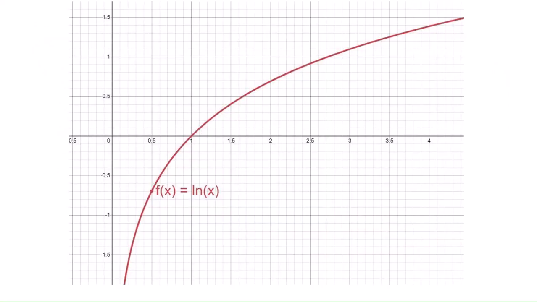We see the y-axis is a vertical asymptote, the range from negative infinity to positive infinity, and notice something, that the graph crosses the x-axis at 1. And there's a reason for this. Any logarithm function, not just the natural log function, but any logarithmic function will always cross the x-axis at 1. And we'll talk about the reason here in just a minute.